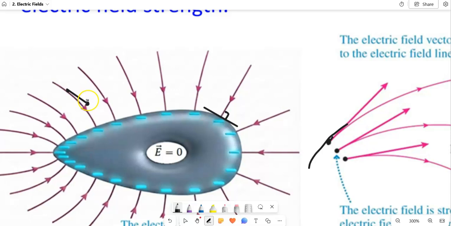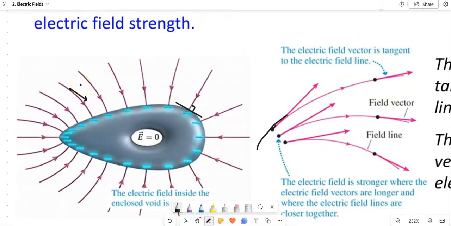Okay? And the closer you get to it, the larger the electric field vector. So I put another one there. This vector is going to be a lot larger because it's closer to the source, which is that negative. So this line is represented by that negative charge. And notice the vectors are getting larger and larger as you get closer to the actual source, which is this guy, right?